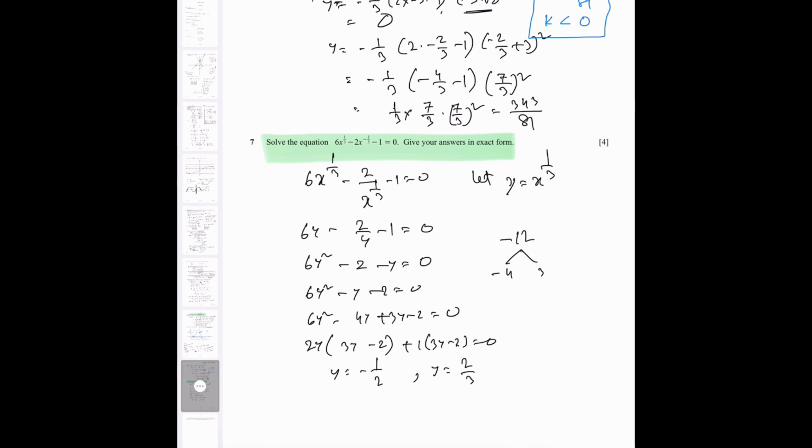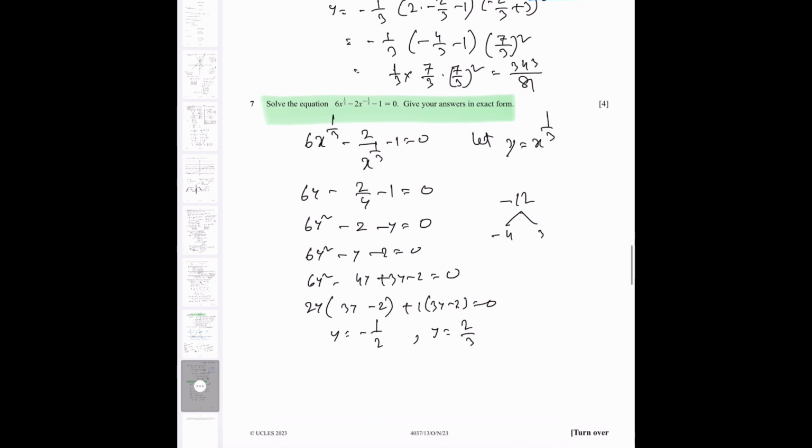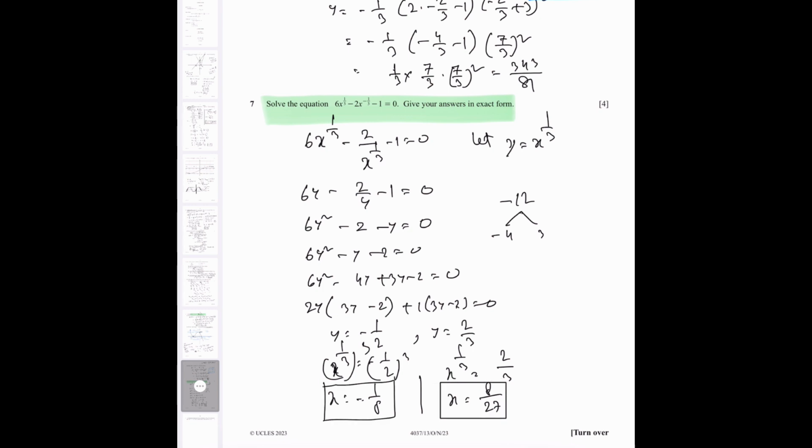But y I have considered, in the question it is given x to the power 1 by 3. Doing cube on both sides, x equals minus 1 by 8, and x to the power 1 by 3 equals 2 by 3, so x equals 2 cube, that is 8, and 3 cube, so 27. Now these are the x values: x equals 8 by 27, and x equals minus 1 by 8. Okay, great.